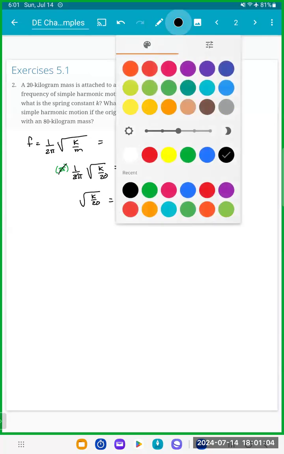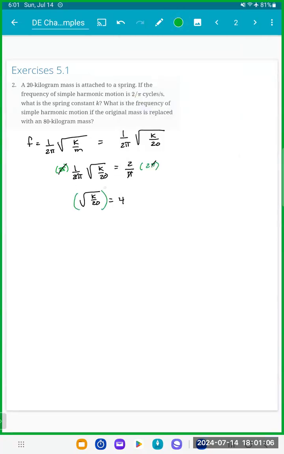Now to get rid of that square root, we can take the square of both sides. That will leave us with K over 20 is equal to 16. Lastly, we can multiply both sides by 20 to get K by itself, and we get that K is equal to 320. And that's the value of the spring constant.